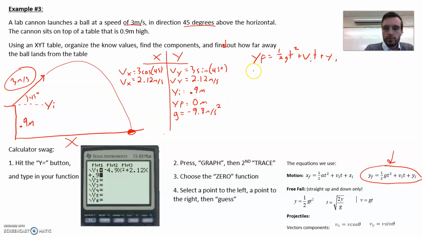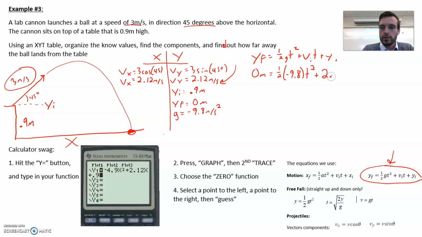So let's go over to our table of values. We wrote down that yf is equal to 0. We have 1/2 of negative 9.8. T is unknown, so I'm just going to leave it as t squared. Vi, now here, check this out. Initial velocity. We are in the y direction. So this right here, this Vy, is your initial velocity.